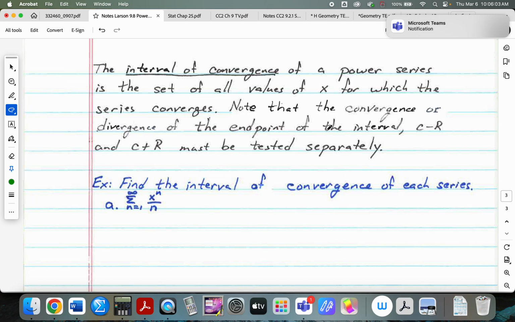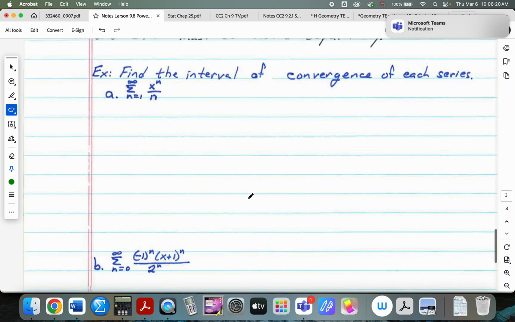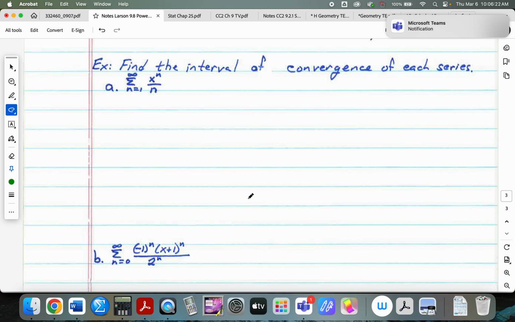Note that the convergence or the divergence at the endpoint of the interval, either c minus r or c plus r, must be tested separately. Now, if it's a geometric power series, we don't have to, but if it's anything else, we do. So let's take a look at a couple of those. Find the interval of convergence for each series.